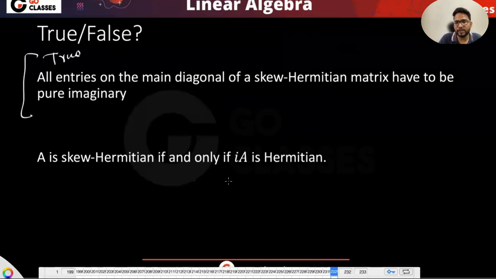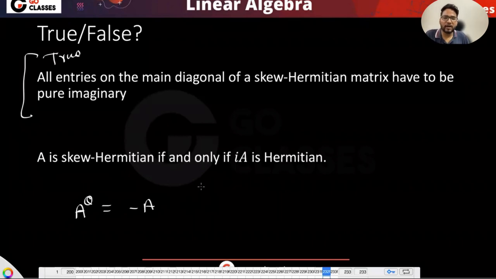A is skew Hermitian if and only if iA is Hermitian. Can you just try proving it? Just check whether this is true or false. So A is skew Hermitian, it means just do it one way. We do not need two ways. A is skew Hermitian, which means that A theta equals minus A. Then you need to check whether iA is Hermitian or not. Given that, you need to check whether iA is Hermitian.